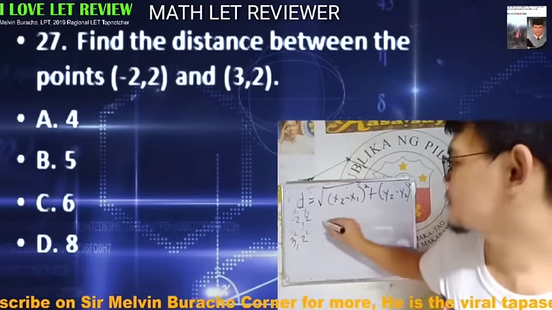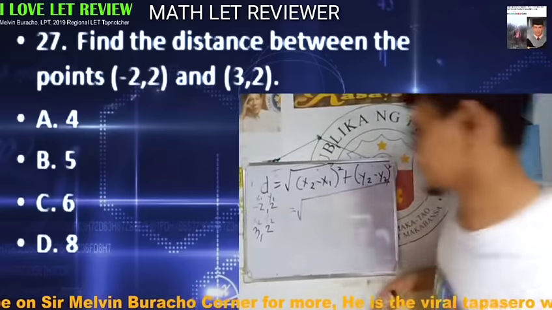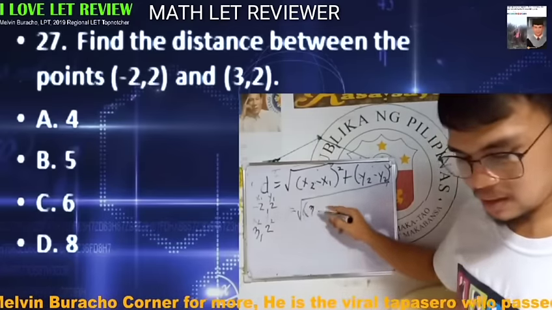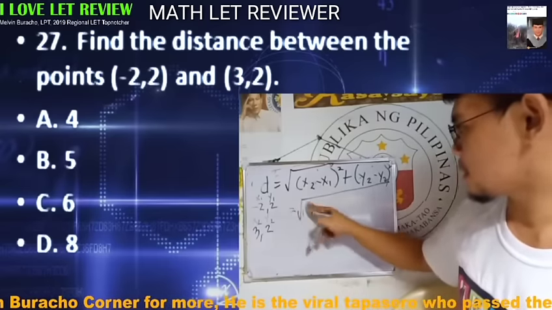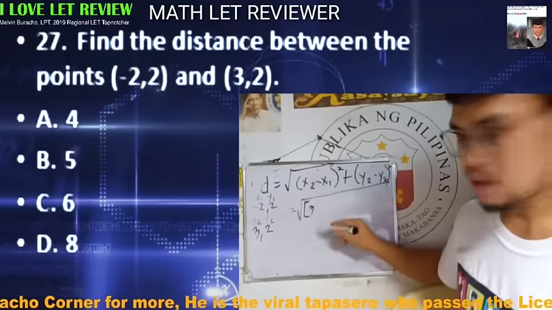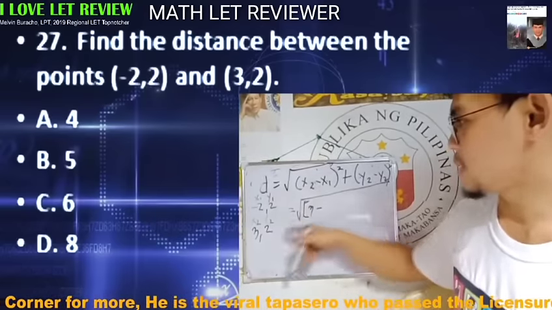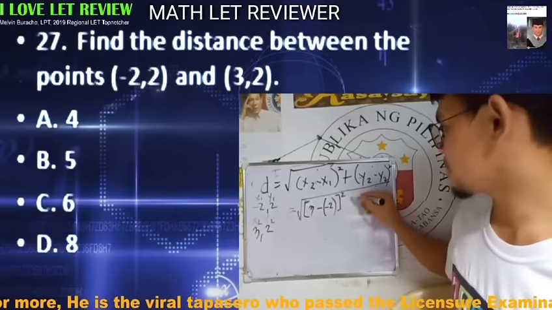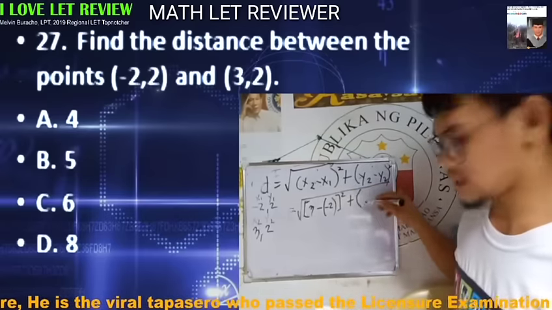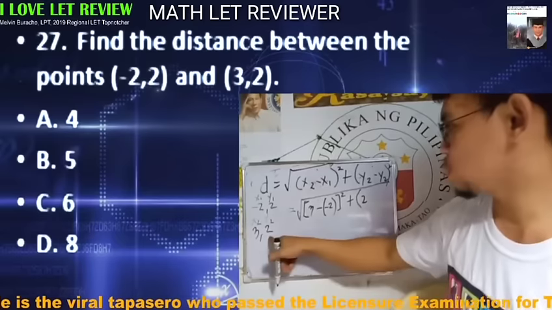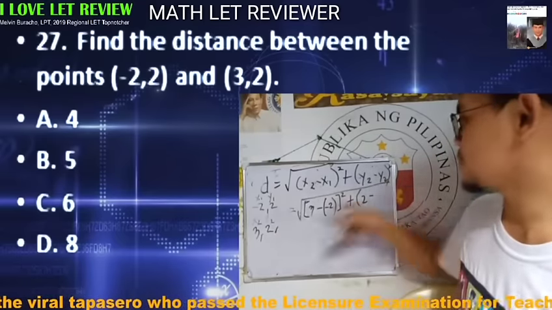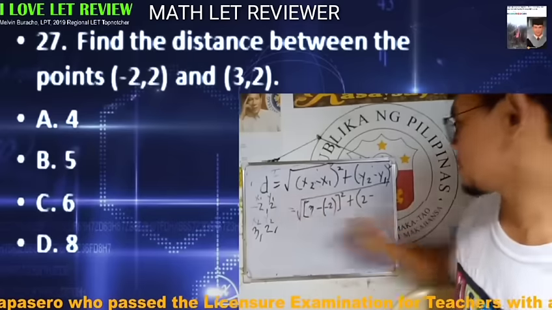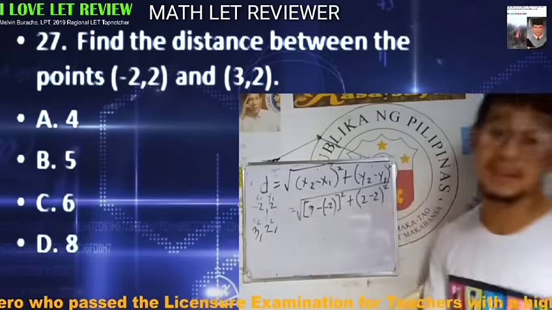Okay, so now, let's have to solve them. Square root of, okay, medyo mahaba-haba po ito, ha? So, the quantity of, so x sub 2, sino si x sub 2? 3, okay, wait, okay. Sige po. 3 minus x sub 1. What's the value? Negative 2. Okay? Negative 2 square plus, tama po ba? Plus, the quantity of 2. O bakit? Y sub 2, 2. Okay? Ito po siya. Minus y sub 2. I mean, wait. Y sub 1 na po ito. Sorry. Y sub 1. Minus y sub 1. Ito. 2 square. Okay. So, can we now perform the operation?